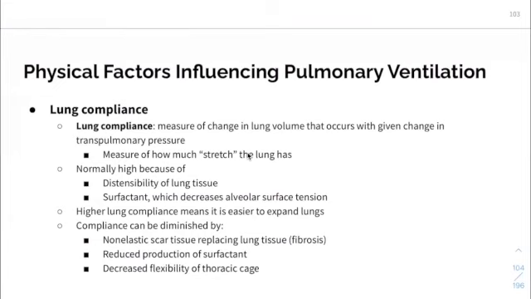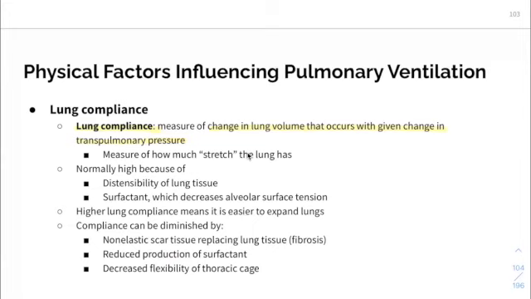Compliance has to do with how much effort is required for the lungs to stretch, or the change in lung volume that occurs. Normally, we have very high compliance because our lungs and our chest wall expand very easily. But if we have low compliance, it resists expansion. So our lungs aren't going to expand, our chest wall is not going to expand.